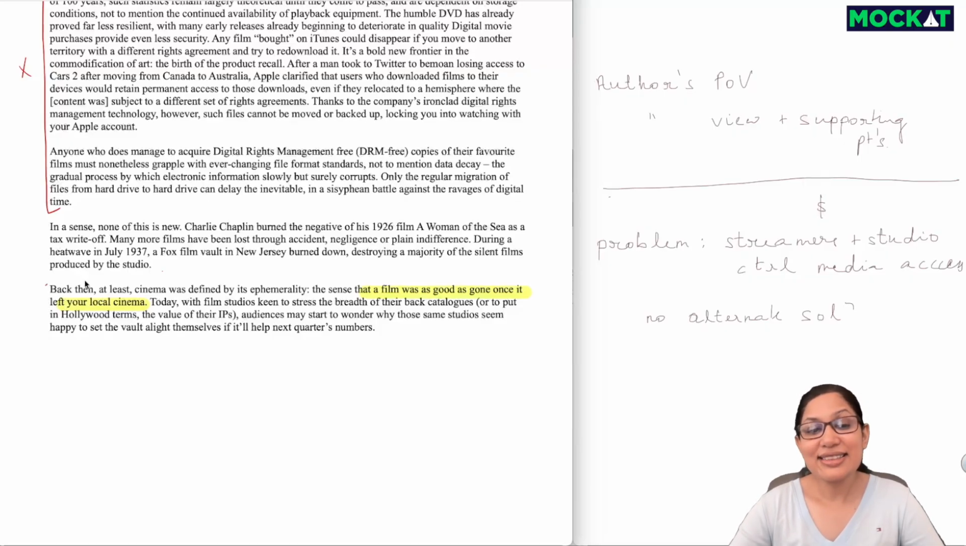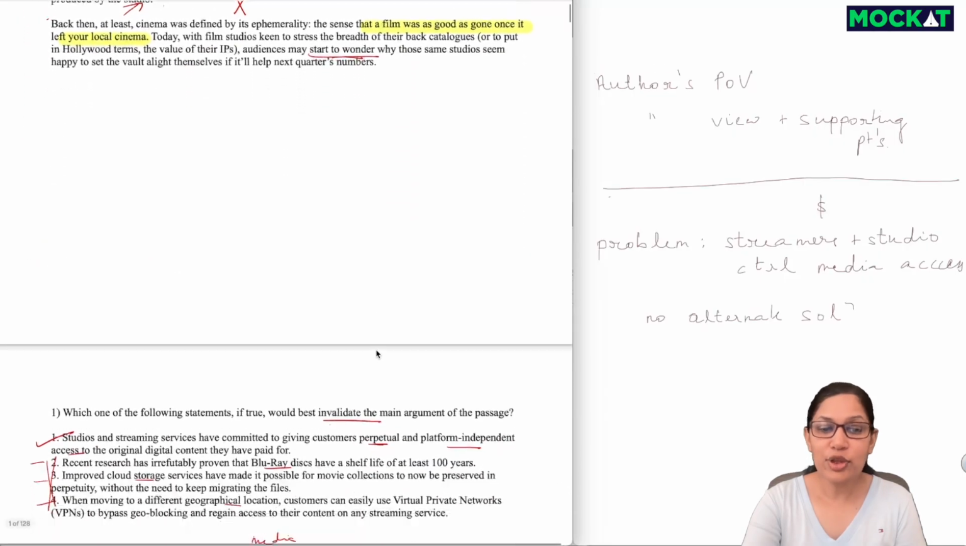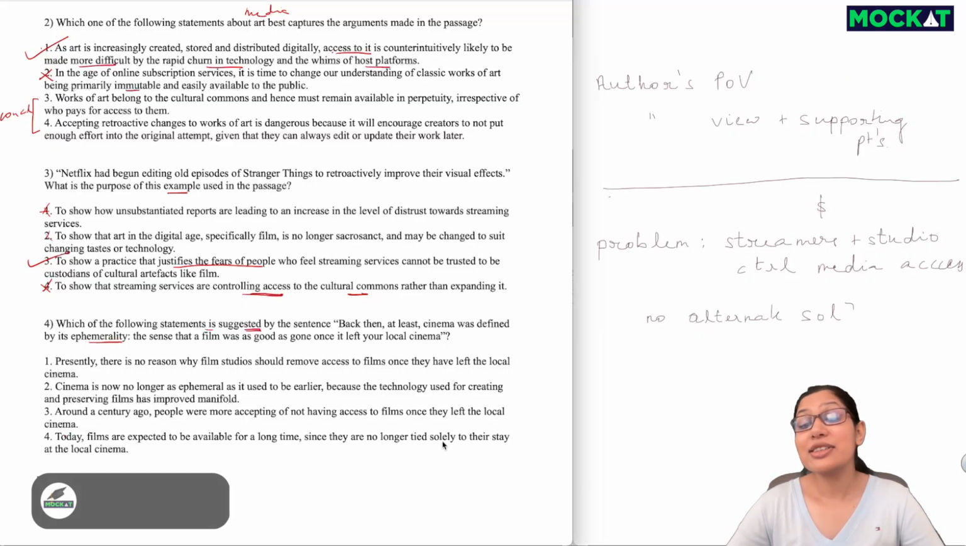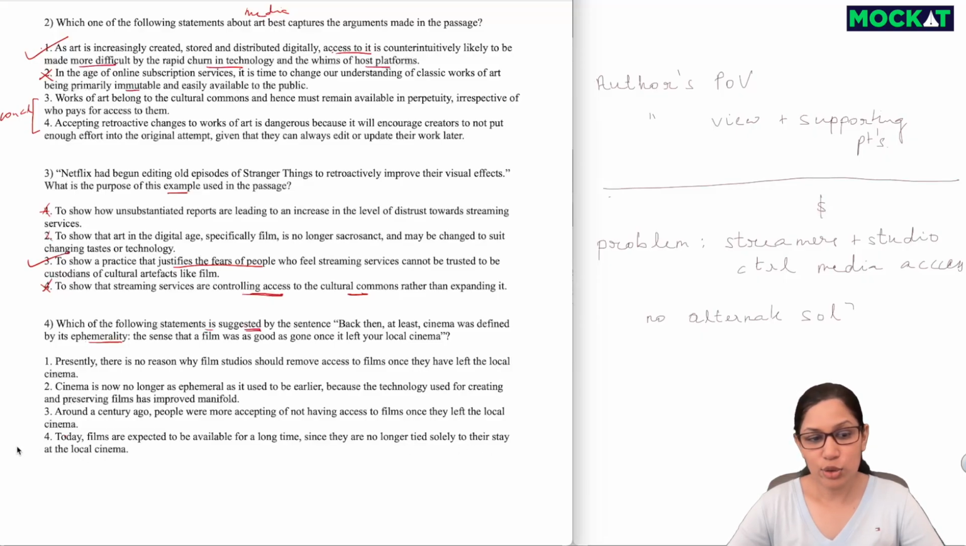Here, this particular sentence itself is referring to the past. But the author has mentioned the past only to contrast it with the present by telling us that back then people were maybe okay with this, but now they are not. Now they might start to question, why is it that streamers or studios are controlling access? So we want to look for an option like that. And that, if you see, is given in the fourth option. Today, films are expected to be available for a long time because they are no longer tied to their stay at the local cinema. So this becomes the right answer, as opposed to option 3, which is basically the direct meaning of this particular sentence.